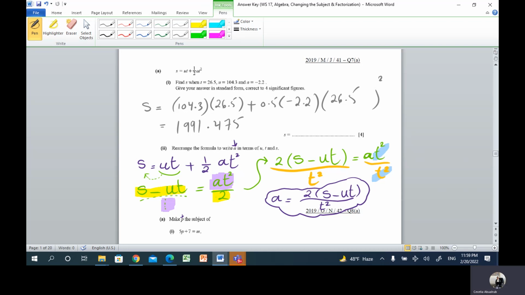If you want to put it correct to 4 significant figures, we count from the left 1, 2, 3, 4, so we stop at the 1. The final answer will be 1,991, because to the right of the 1 it's 4. The 4 is not going to bring my 1 up, so it's going to remain this way. So this is rounded to 4 significant figures.